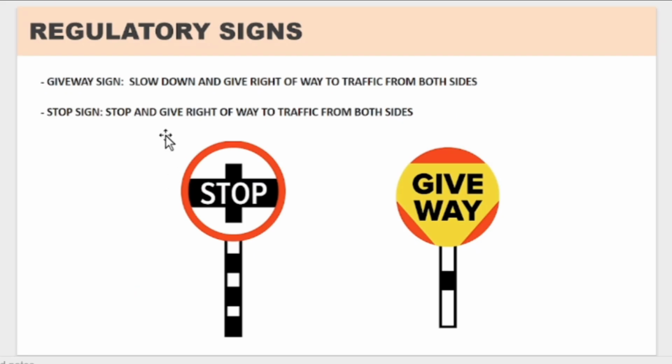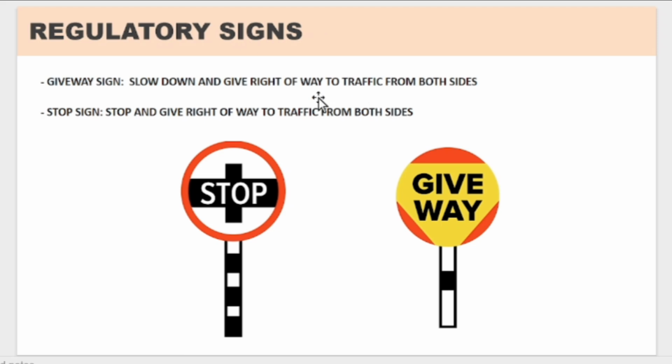Okay, so here we have a give way sign and a stop sign. They are both in the regulatory class because of their circular shape, right? So they do have a circular shape. Remember, a give way sign, you slow down and give the right of way to traffic from both sides. A stop sign, you have to stop and give the right of way to traffic from both sides.